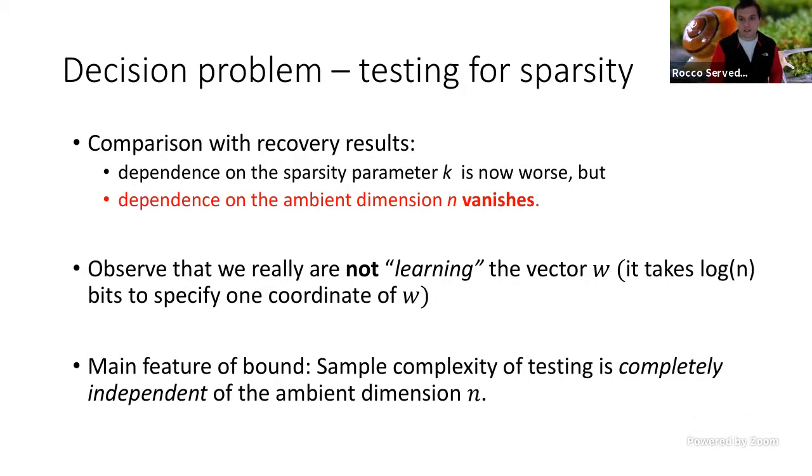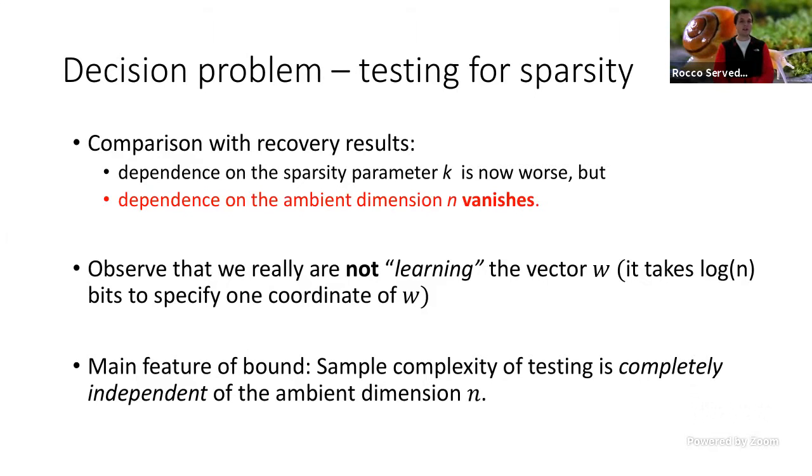So this just says on the slide what I said in words: if we compare this testing result with the sparse recovery result, we now have an exponential dependence on k, and that's an open question we'd be interested in answering. What is the right dependence on k for this particular distribution?